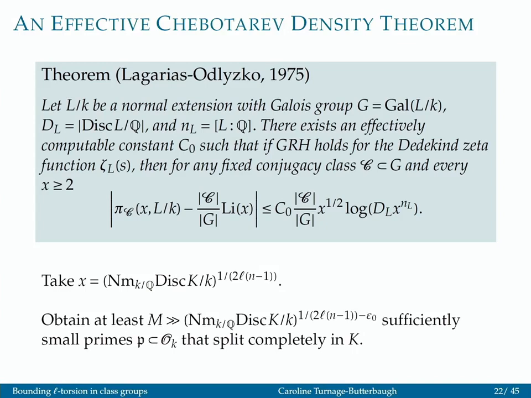The point here is that because of their statement, you can choose x in an appropriate way so that you can find at least this many sufficiently small primes in O_K that split completely in K. The bound in your effective Chebotarev density theorem has to be strong enough, and you have to be able to make this choice of x within the range that the theorem is proved as well.